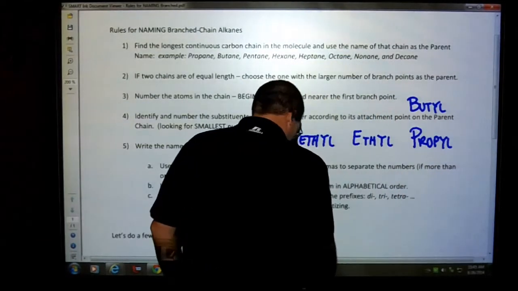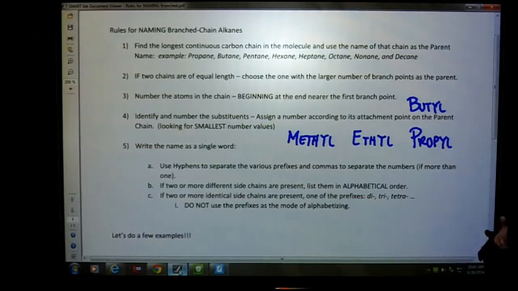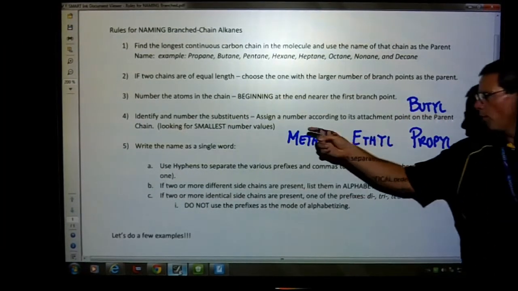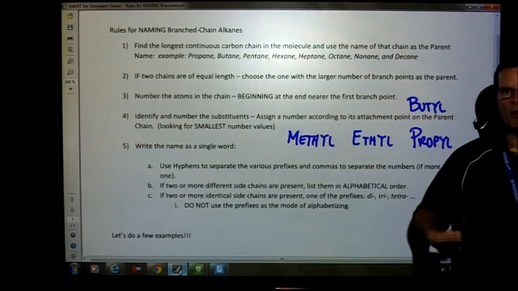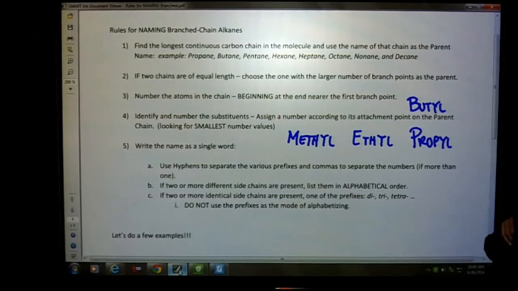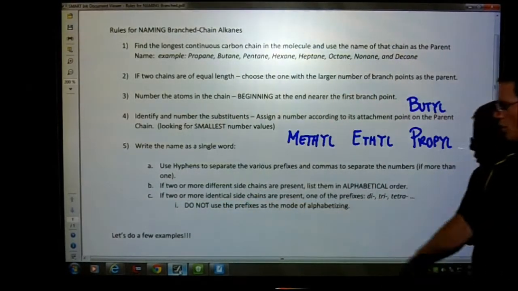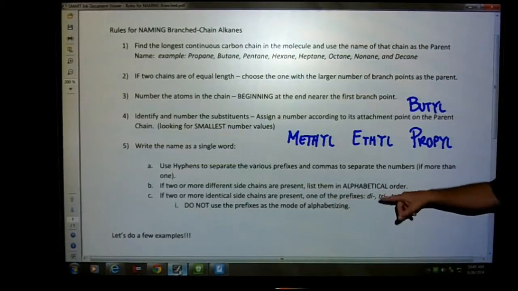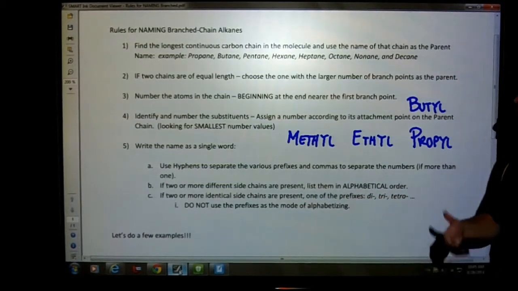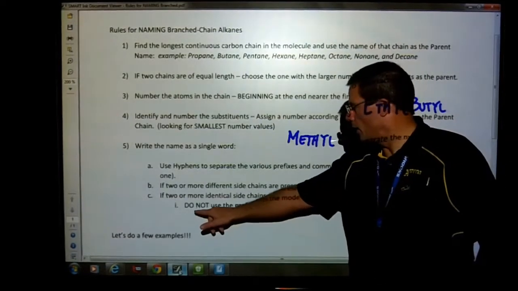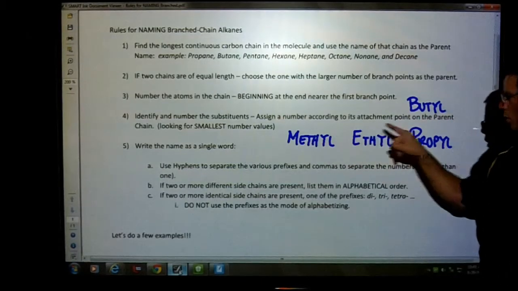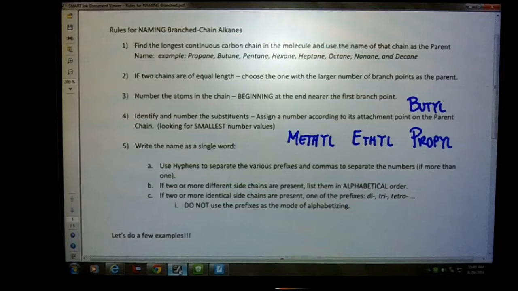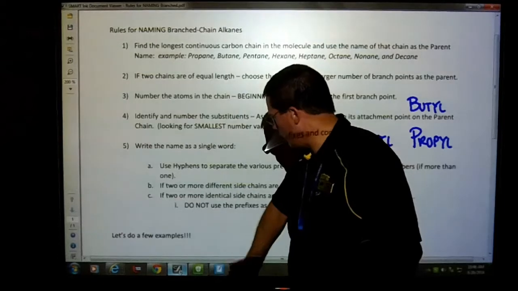So when we look at naming, these are our options, and obviously the B would come before the E, would come before the M, and the M would come before the P, if we happened to have all four of these types of alkyls within the name. C, if two or more identical side chains are present, one of the prefixes di, tri, and tetra must be used, and we'll have an example showing that. And the last one, do not use the prefixes as a means of alphabetizing. So these are what we use to determine what we alphabetize. Di, tri, tetra doesn't count. All right, let's do some examples and we'll refer back to these.